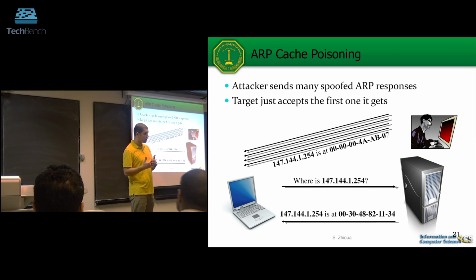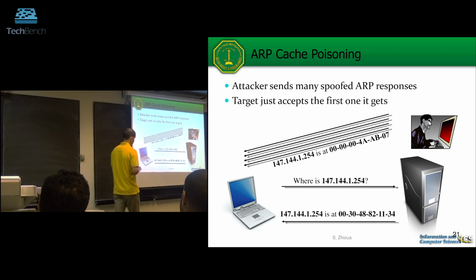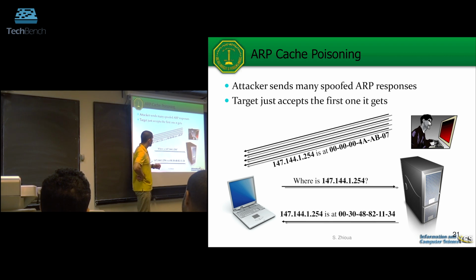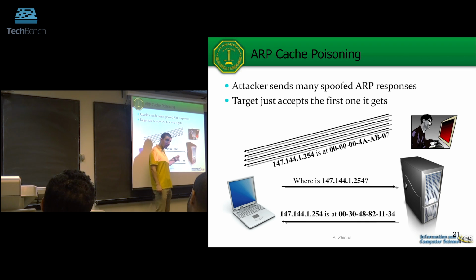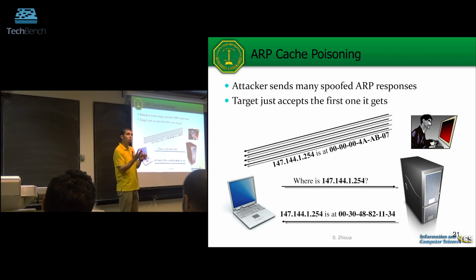MAC address with the IP address. So this ARP protocol works as follows. This user needs to communicate with some destination like this. So it will broadcast a message saying who has this IP. Normally everybody will discard that because they don't have that IP. Only the destination will respond, so it will say, yes, I have that IP and this is my MAC address. Now this is how it works, normal scenario.